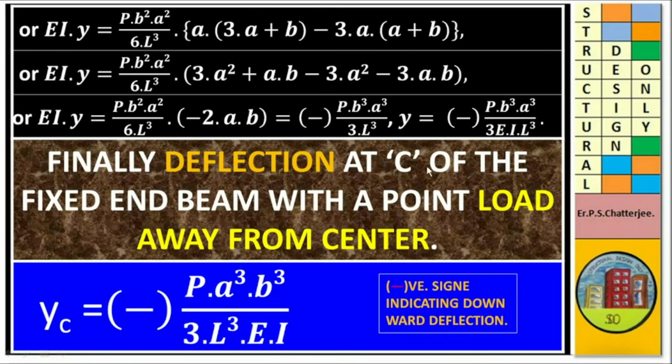Finally, deflection at C of the fixed end beam with point load a from the center, Yc is equal to minus P a³ b³ by 3L³ EI. That is this formula, and the negative sign indicates downward deflection.